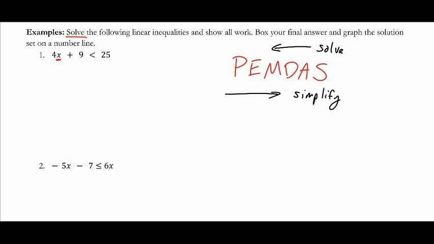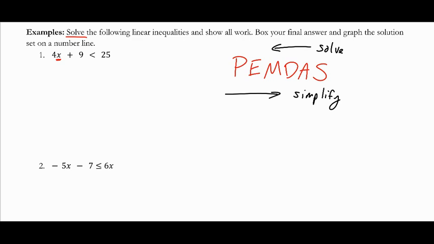So when you simplify, you go from left to right. When you solve, you go from right to left. So since we're solving, we're going to go from right to left, which means we're going to do our addition and subtraction first, and then multiplication and division, and then exponents and parentheses if we need to.